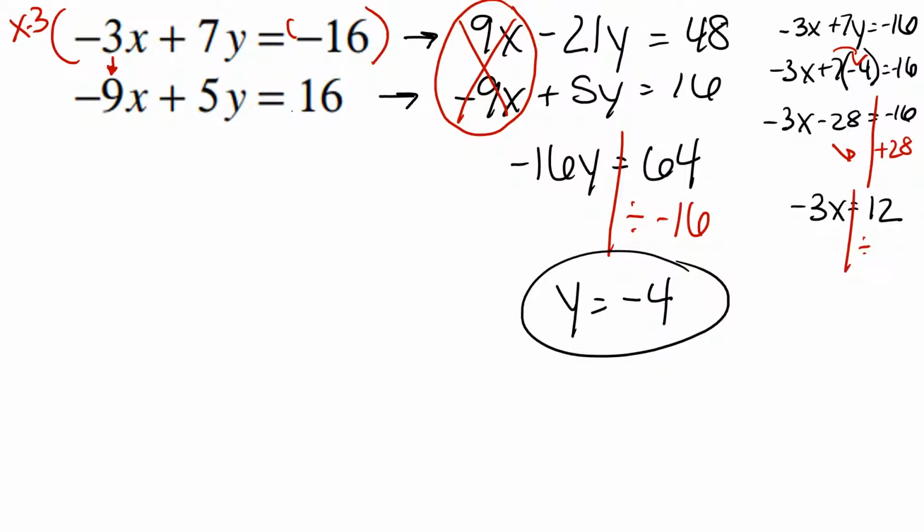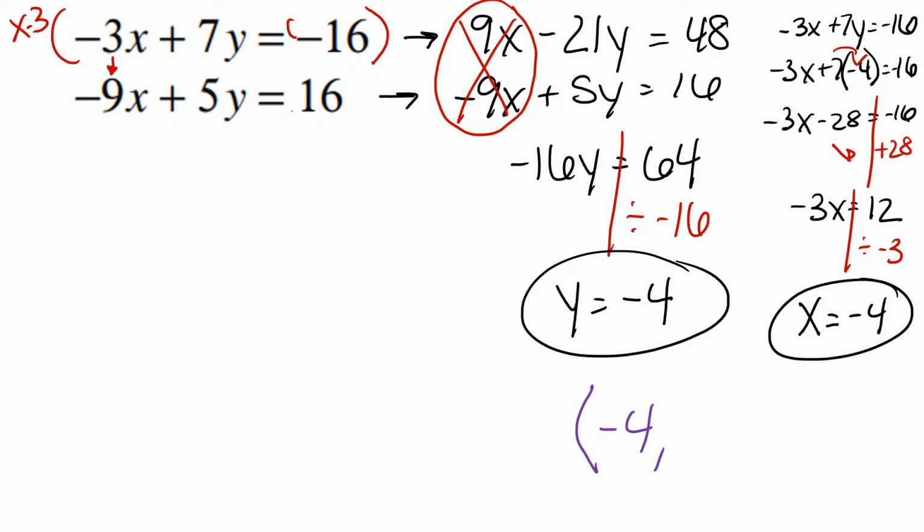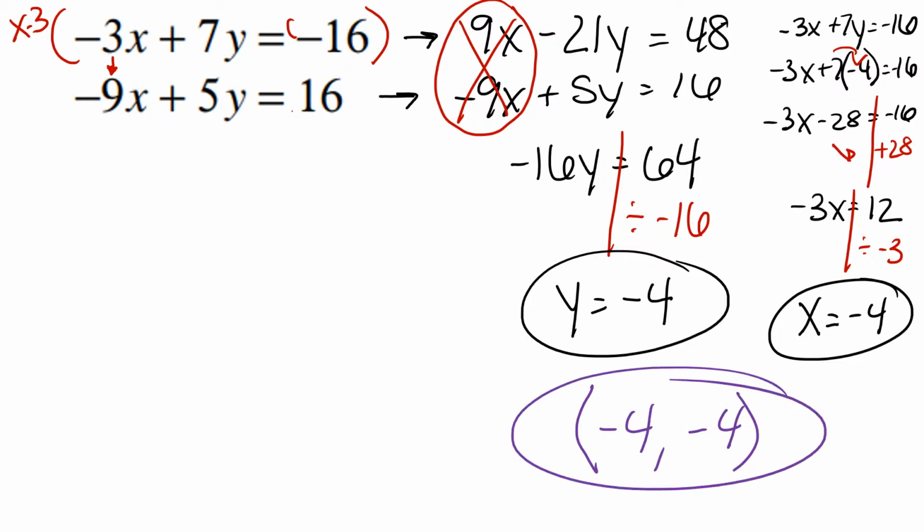And our last step is to divide. We divide because the 3 and the x side by side means multiply, and we do the opposite, we divide. 12 divided by negative 3 is negative 4. When we write our answer, we write the x value negative 4 first, and then the y value negative 4.